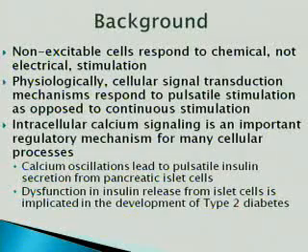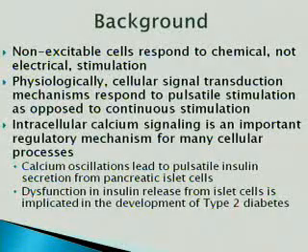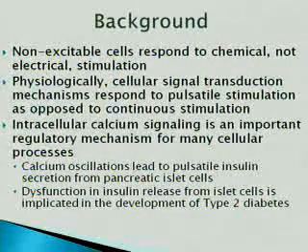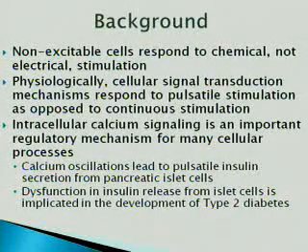So for example, after you eat a large meal and your blood glucose is high, insulin is secreted from pancreatic cells in pulses instead of it flooding through your system. And intracellular calcium signaling is an important regulatory mechanism for these cellular processes. So for example, calcium oscillations lead to the insulin secretion from your pancreatic cells, and any dysfunction in the insulin release is linked to type 2 diabetes.